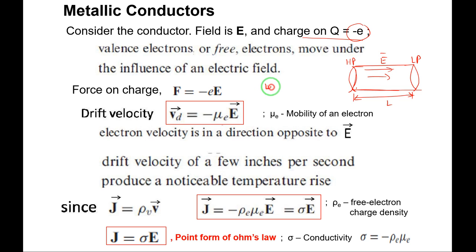Then what is the force experienced by the electrons within the field? We know the definition of electric field intensity: the force acting on the unit positive test charge. But if I want to find the force acting on the free electrons or charges, then F is equal to Q into E, right? What is Q? The charge on the electron is minus e, and E as it is. So F equals Q E. This is the force experienced by the valence electrons or free electrons.